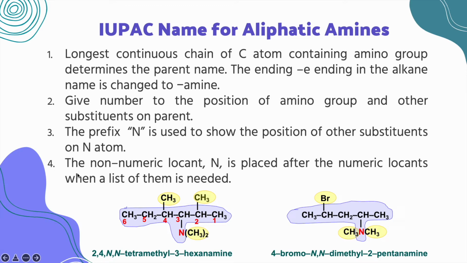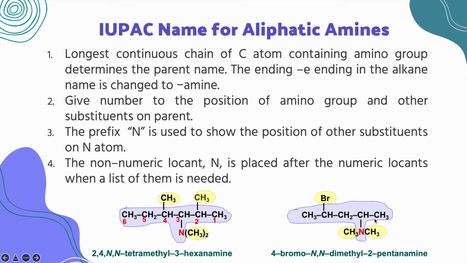So this is where the rule applies: the non-numeric locant N is placed after the numeric ones. So you have to give the numbers first, 2, 4, and then N. Not N, 2, 4, that is wrong. It is 2, 4, N. Put the numbers first in naming and then N. N means the substituent is attached to N.